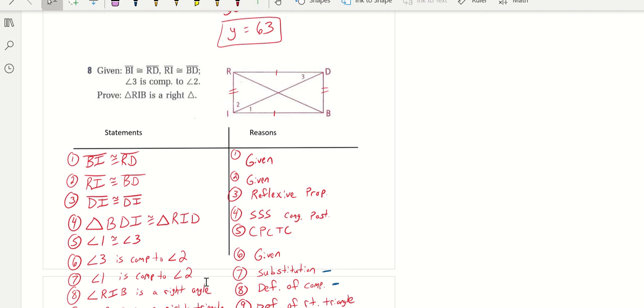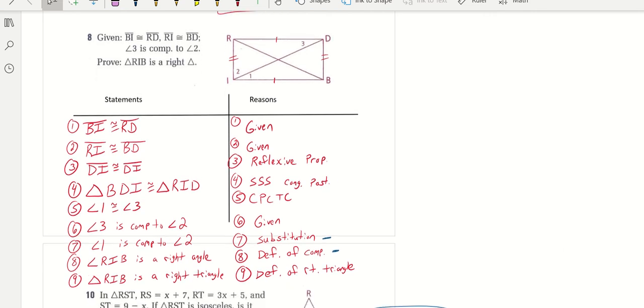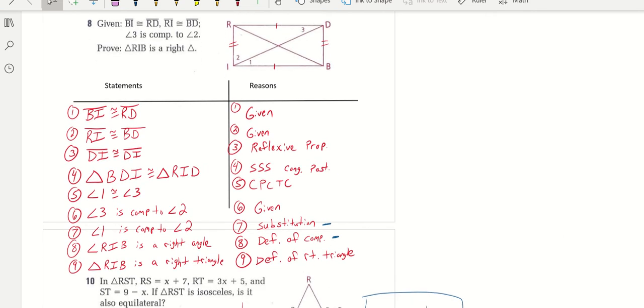I then said that angle RIB is a right angle. Definition of complementary. Let's look at the figure. 1 and 2 are complementary. Therefore, RIB, which is what I should say, 1 and 2 make up angle RIB. So RIB is comprised of angle 1 and angle 2. Therefore, RIB must be a right angle. That's the definition of complementary. And if angle RIB is a right angle, then triangle RIB must be a right triangle. That's the definition of a right triangle.